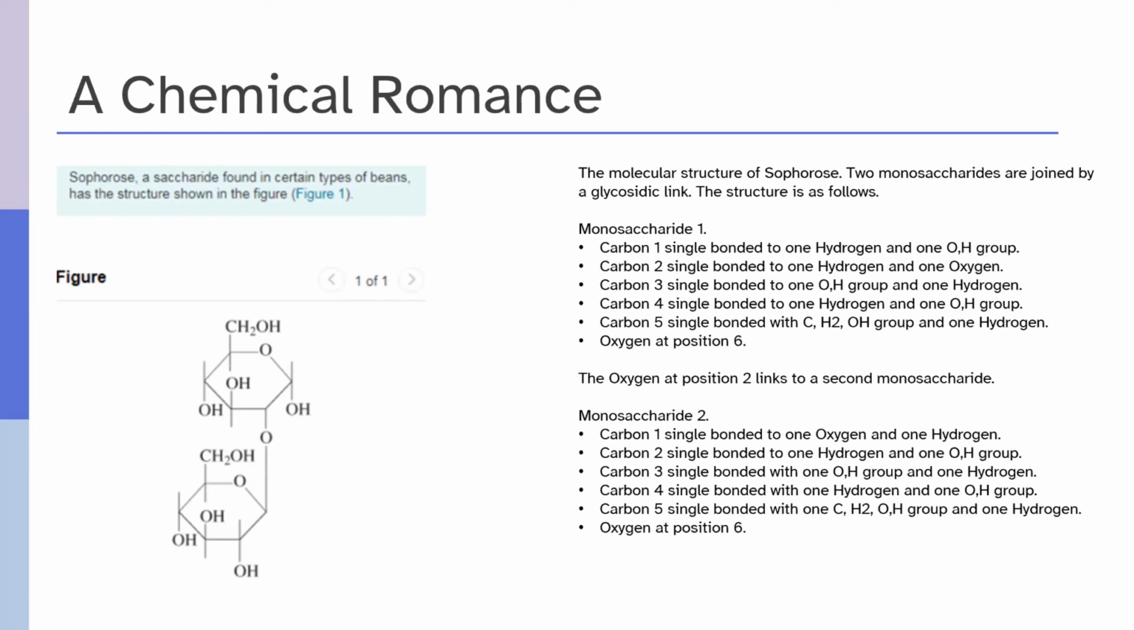What we're trying to do with the description is provide a really basic description of what is actually being shown, but not giving away the answer, because there's going to be 3 questions afterwards. So you have to be very careful and look at the answers as you write the description as well, so you don't give away too much. So we're saying that it's split into a monosaccharide 1. So carbon 1 is single bonded to 1 hydrogen and 1 OH group.